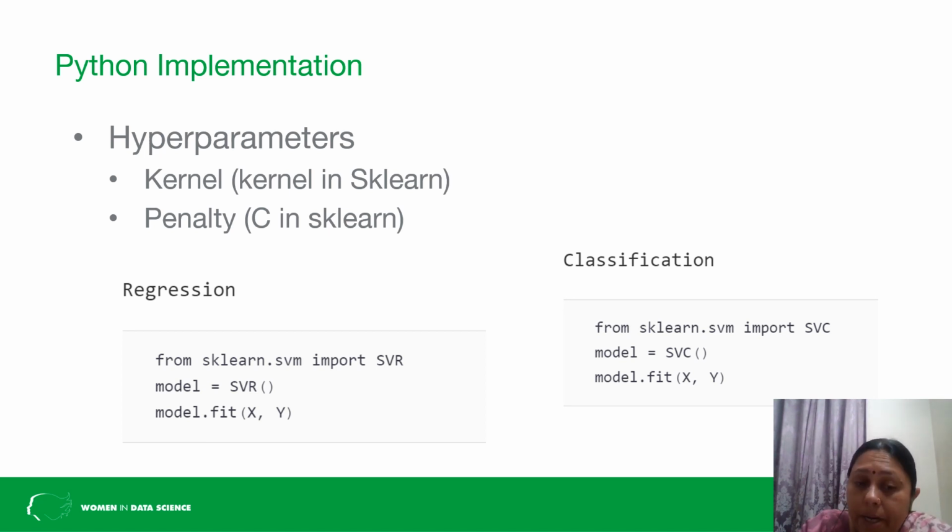The Python implementation for the regression and classification of support vector classifier is given here. Please remember that there are hyperparameters that we need to tune. The two important hyperparameters for this include the kernel function and the penalty.